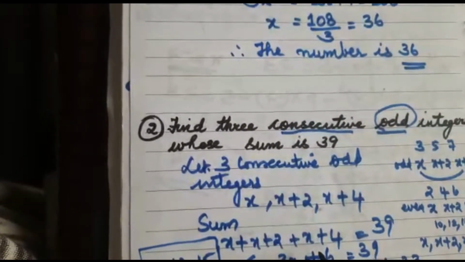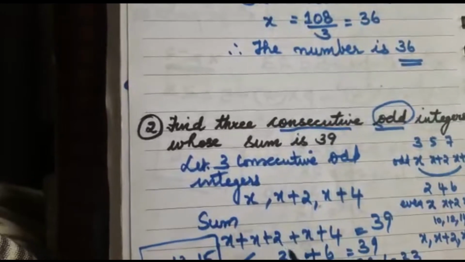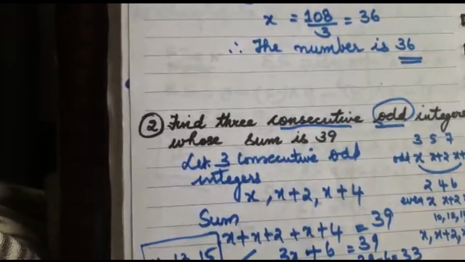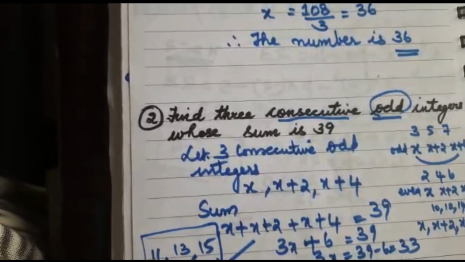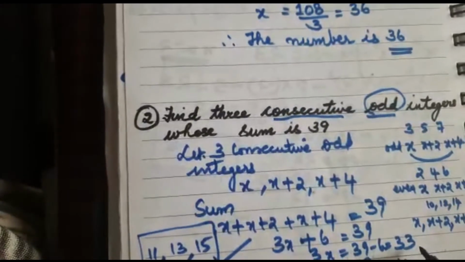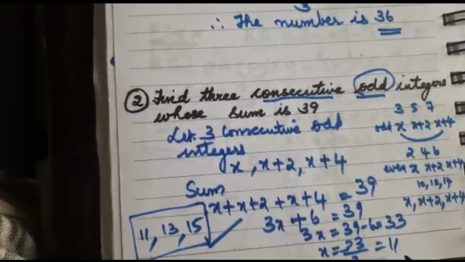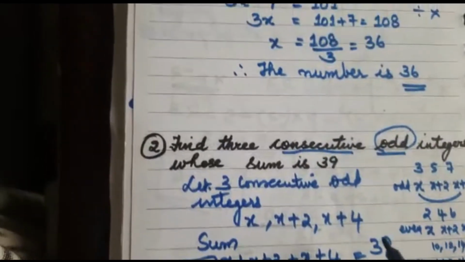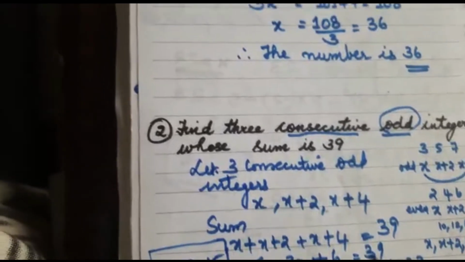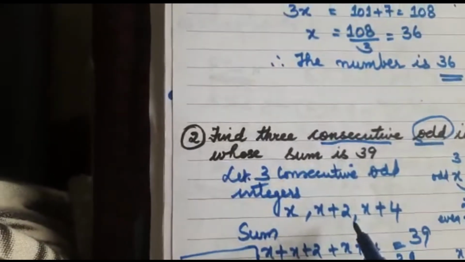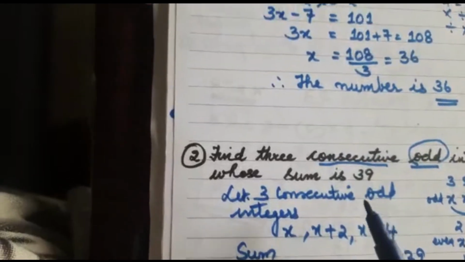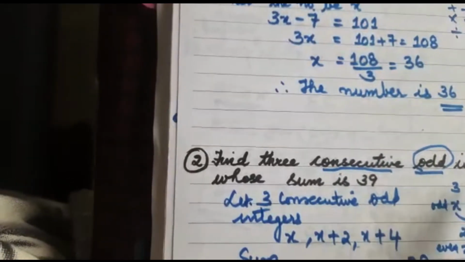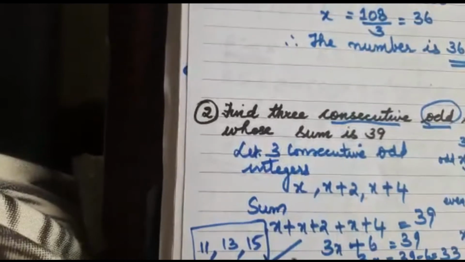How many x are there? 3x plus 4 plus 2, that is 6. So 3x plus 6 equal to 39. What is x? It is 39 minus 6, that is 33. 33 upon 3, that is 11. So x, which we are considering as the first number, is 11. Then the second number will be 11 plus 2, that is 13. The third number will be 11 plus 4, that is 15. So the 3 consecutive odd integers are 11, 13 and 15.